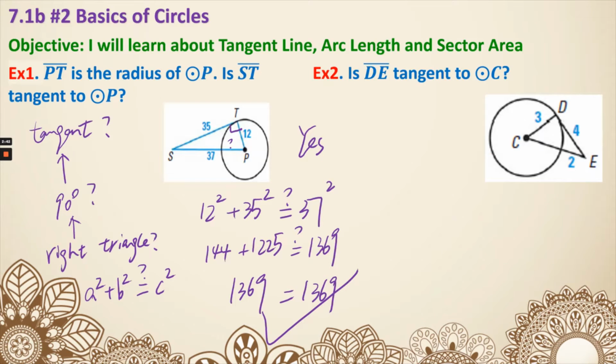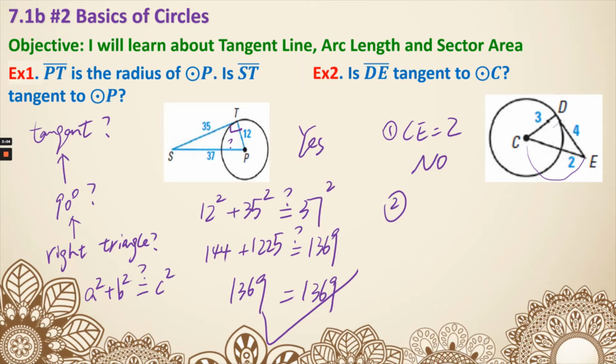Example 2 is DE tangent to circle C. For this one, it wasn't labeled as clear. So if you consider 2 to be this whole thing, that wouldn't make any sense because this is supposed to be the hypotenuse. Then of course it's no. So that's the one way. If you think CE, the whole thing is 2, no.